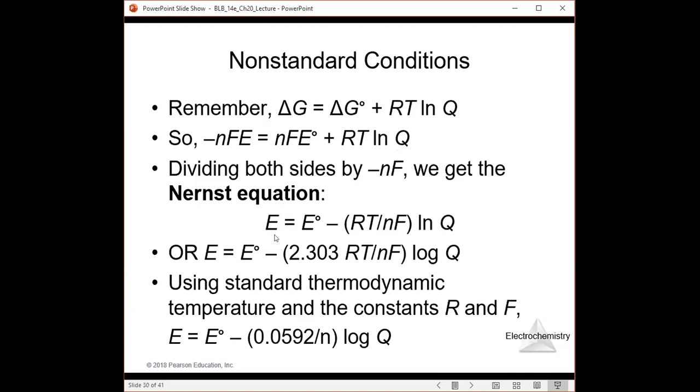So the Nernst equation is this: E equals E naught, E prime, minus parenthesis RT over N F, natural log of Q. Or if you do it this way, you can get the log of Q. Now, if you use standard thermodynamic temperature and constants for R and F, this is your equation.